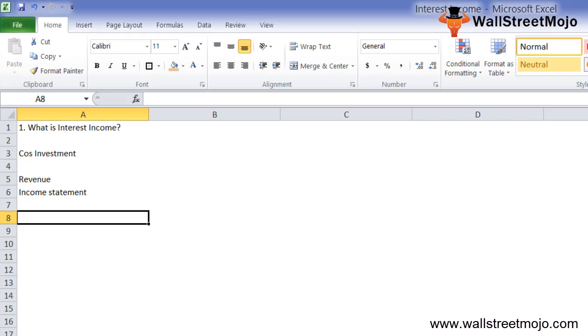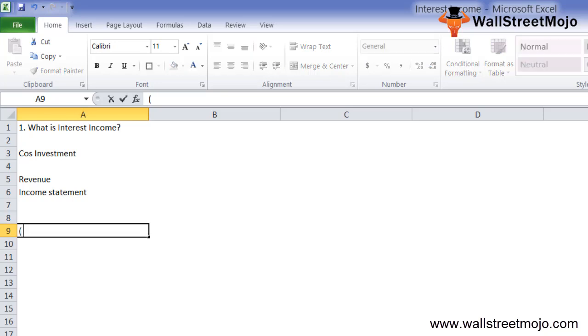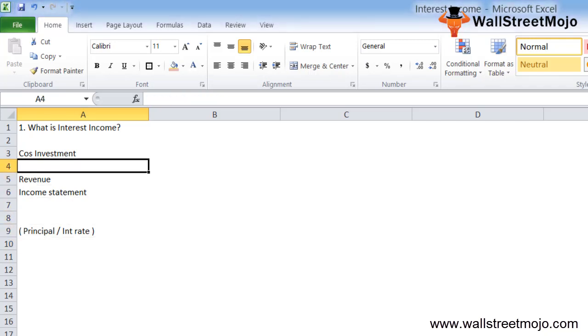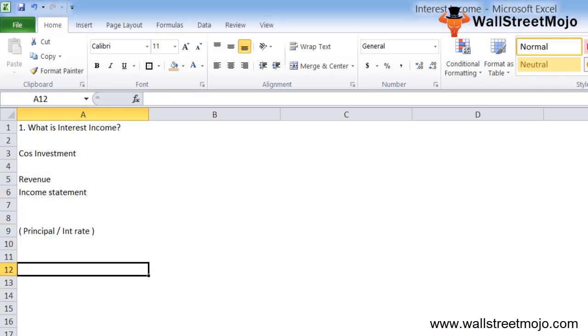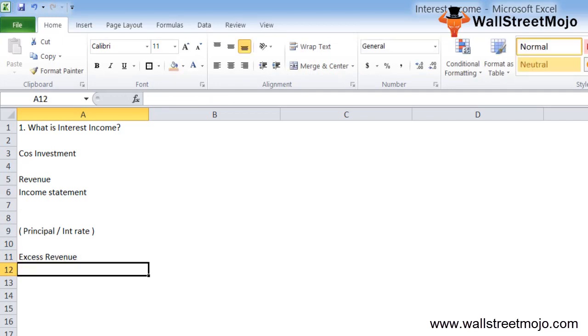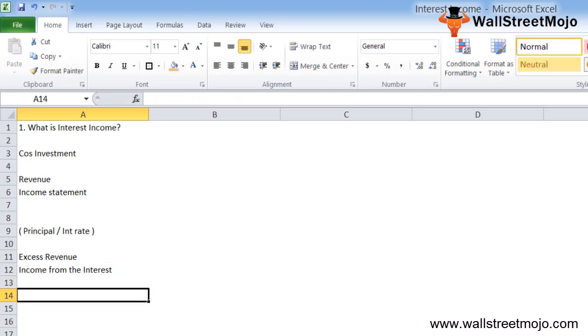It is separately recorded, and the interest income is obtained by multiplying the principal amount by the interest rate and the time period of the money. This amount can be compared to the investment balance for estimating the return on the investment that the business is generating. This revenue is taxable and is recorded in the income section of the income statement. Now we can conclude that the excess revenue generated from the interest earned on the asset is the income from the interest, right?